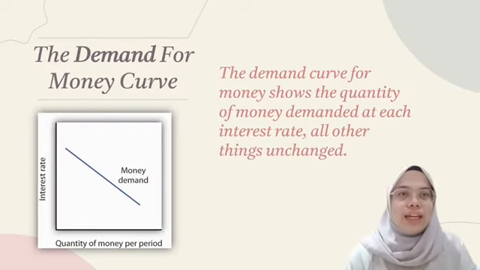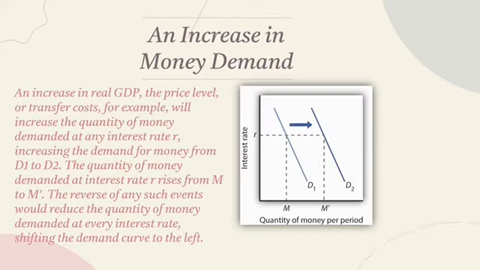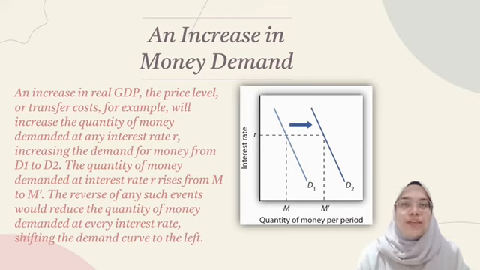The demand for money curve. The demand curve for money shows the quantity of money demanded at each interest rate, all other things unchanged. An increase in money demand. An increase in real GDP, the price level or transfer cost, for example, will increase the quantity of money demanded for any interest rate R, increasing the demand for money from D1 to D2. The quantity of money demanded at interest rate R rises from M to M1. The reverse of any such event would reduce the quantity of money demanded at every interest rate, shifting the demand curve to the left.